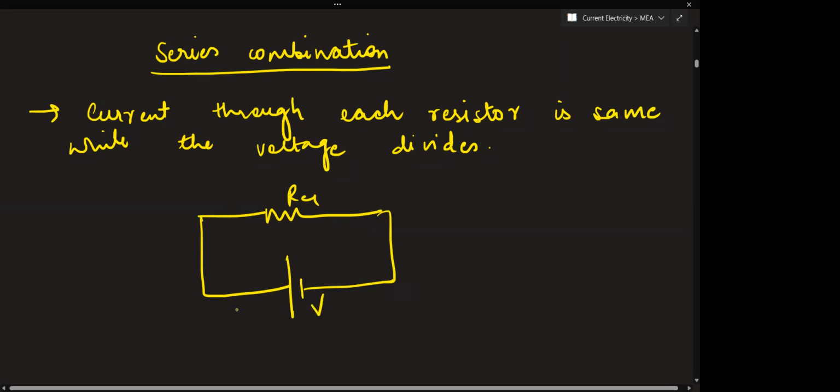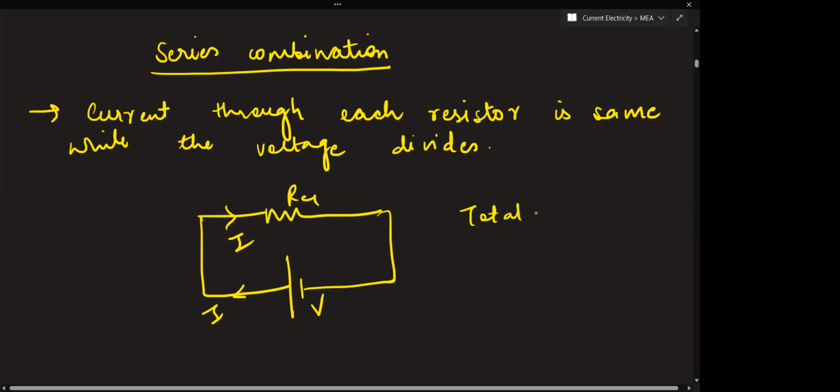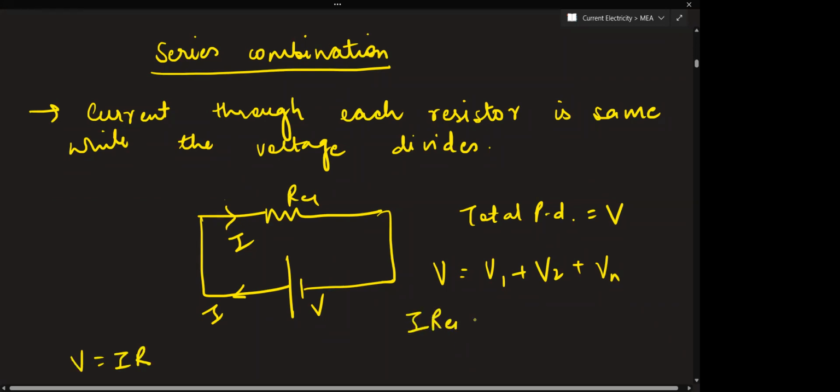Now, if I say this is R equivalent, this is the potential difference V, and current I is flowing across this circuit in this manner. This is current I flowing through it. Now, total potential difference, this is capital V. It will be what? V1 plus V2, let's say there are so many resistors connected up till Vn. Now, according to Ohm's law, V is equal to IR. So V can be written as I R equivalent.